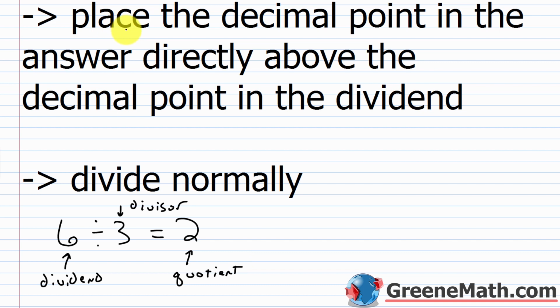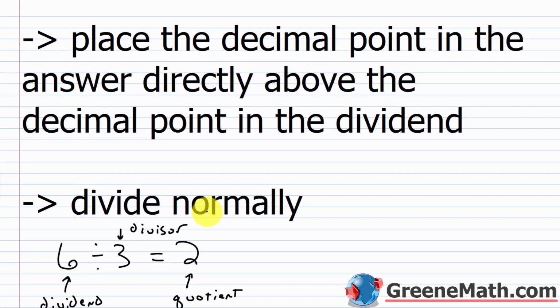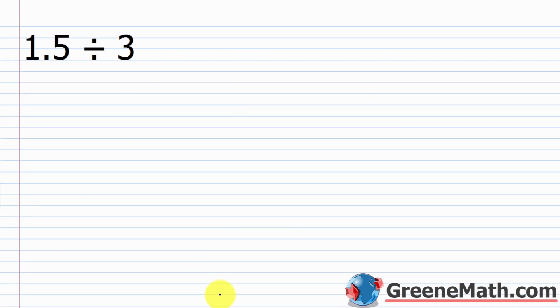So once you've performed this step, where we place the decimal point in the answer directly above the decimal point in the dividend, you just divide normally, right? You can just ignore the decimal point, pretend like it's not there because you already know where it's going to be in your answer. All right, let's start out with 1.5 divided by 3. So we set up our long division normally. So I take my dividend, which is 1.5, and that goes underneath. I take my divisor, which is 3, and I put it off to the left.